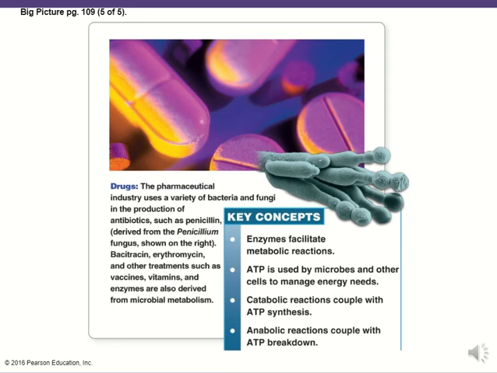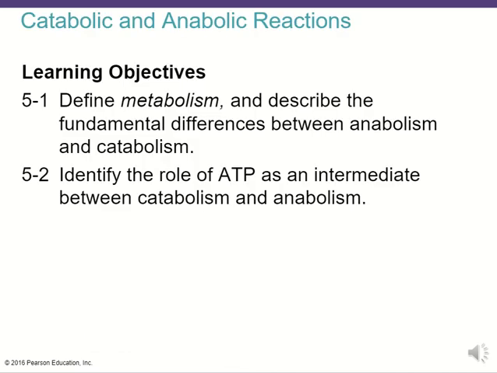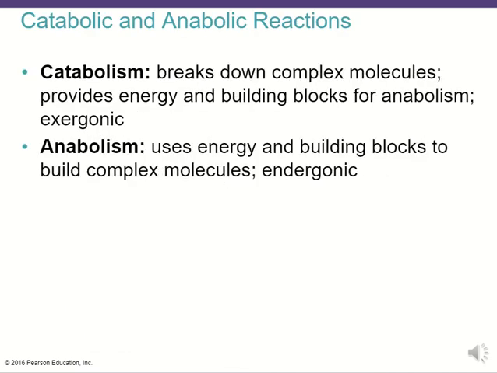Catabolic reactions will couple with ATP production, producing more energy molecules, and anabolic reactions will couple with ATP breakdown, the using of energy. Now, again, catabolism, that's the part of metabolism where large molecules are broken down into smaller components, and this provides energy and building blocks for anabolism.